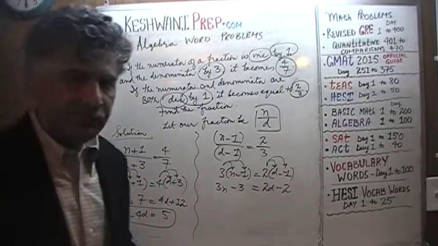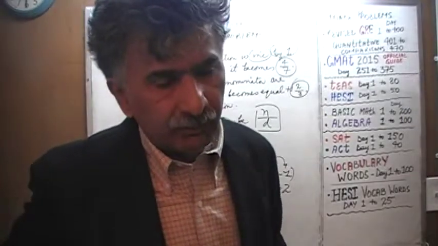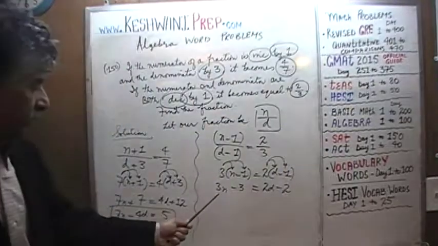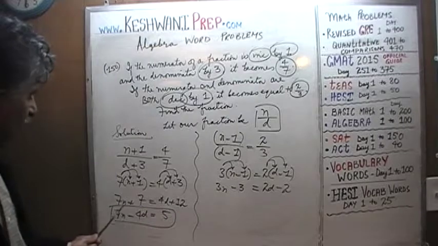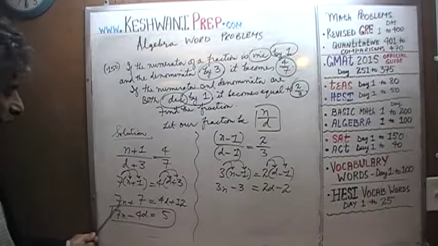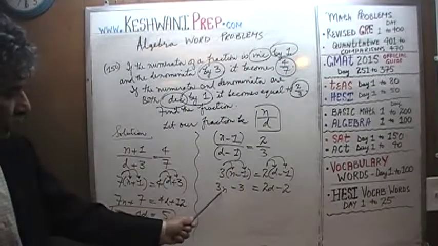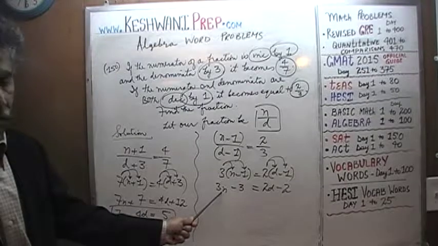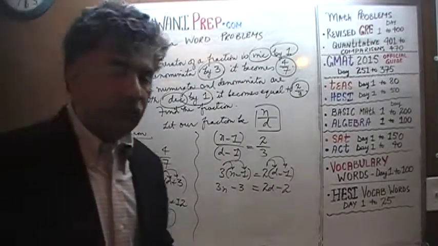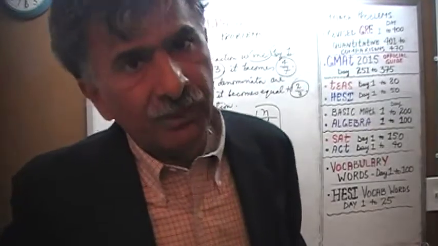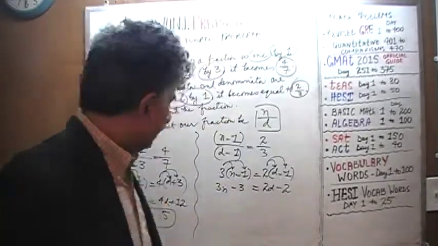If you were to try to make the coefficient of n the same in both equations, the only way we can make the coefficient of n in this equation the same as in that equation is to multiply the first equation by 3 and the second equation by 7. We'll end up with 21n here and 21n here. But if we were to do that, we'll end up doing twice the work. Let's find a simpler way.